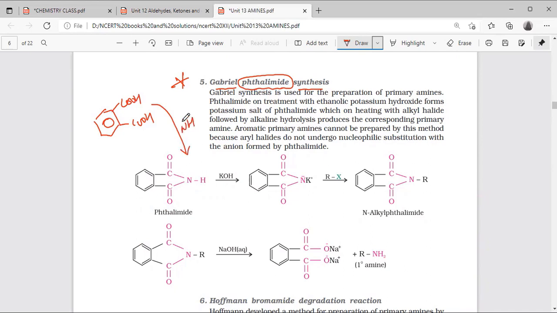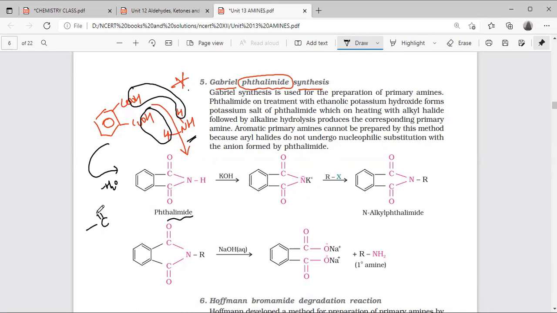This phthalic acid, if it reacts with NH3, okay, then what will happen? Simply remove the water molecule, OH and H, remove it. Just as we did here, we are removing water molecules. So now we got phthalic anhydride. Generally, if you heat it, phthalic anhydride is forming, but in the presence of ammonia, it is phthalimide, an amide.